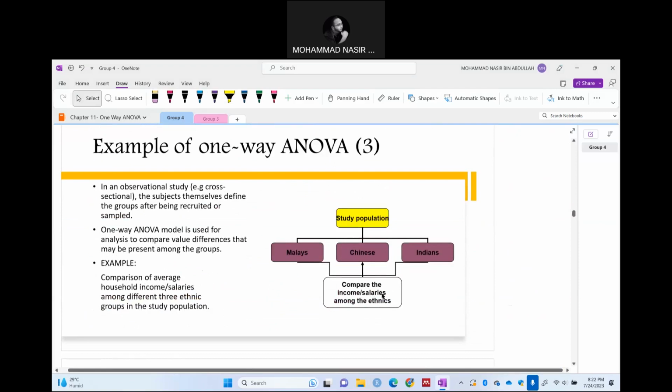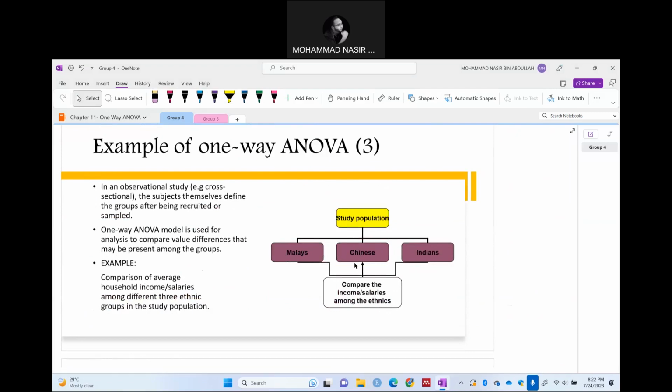We want to compare the income or starting salaries among the ethnic groups, right? Malay, Chinese, Indian. So we have more than 2 groups. So if we only have 2 ethnicities, for example, Malay and Chinese, and we want to compare the starting salary, we should not use one-way ANOVA because we only have 2 groups. Right? We should use independent sample t-test as we already learned in chapter number 8, right? Using the t distribution. Remember the t distribution? t = (x bar minus mu) divided by (s divided by square root of n), right?